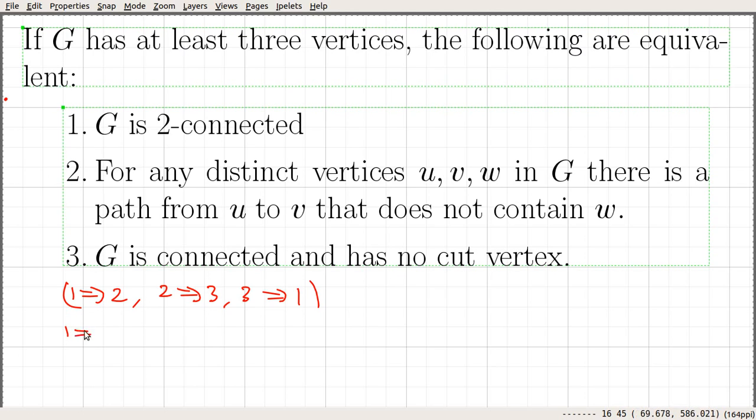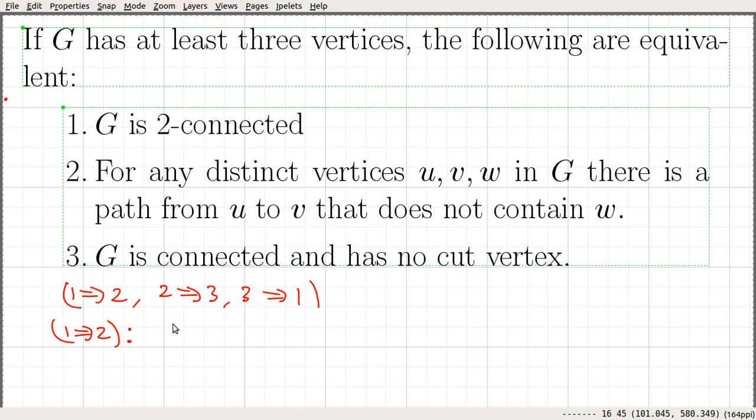So let's prove statement 1 implies 2. It reads as follows: if G has at least 3 vertices and G is 2-connected, then for any distinct vertices U, V, W in G, there is a path from U to V that does not contain W. So we are given that G is connected and G has at least 3 vertices. Using that, we are going to prove that for any distinct vertices U, V, W in G, there is a path from U to V that does not contain W.